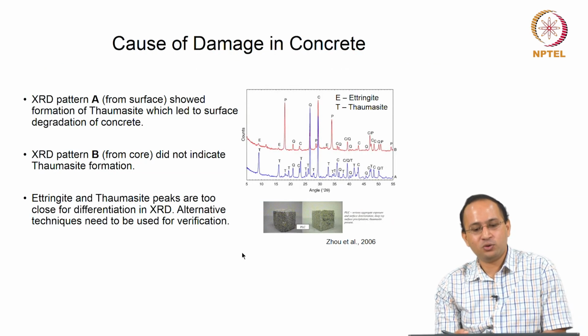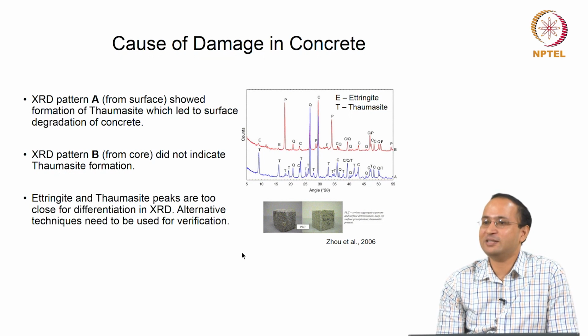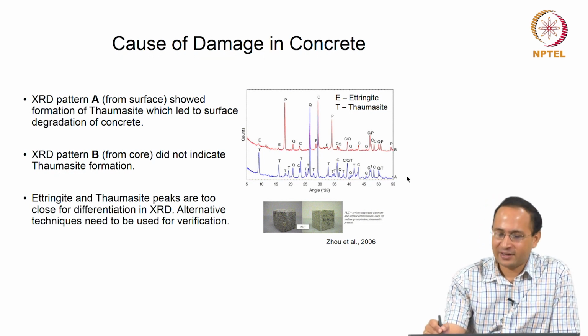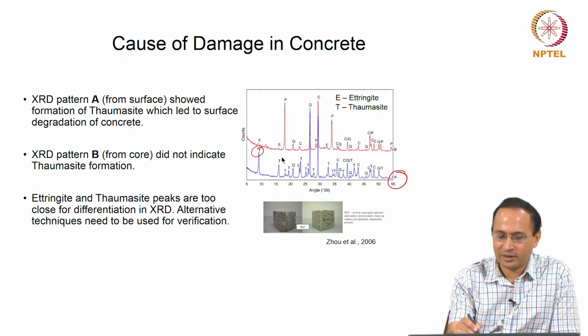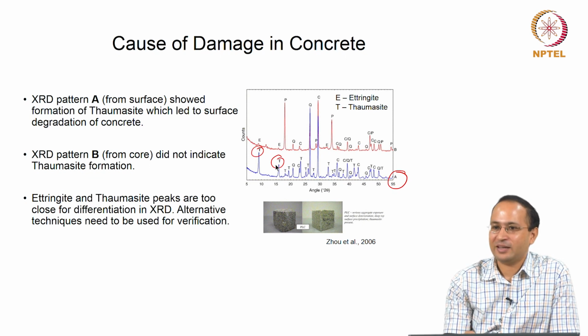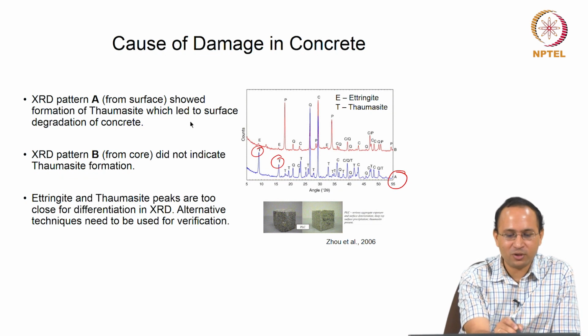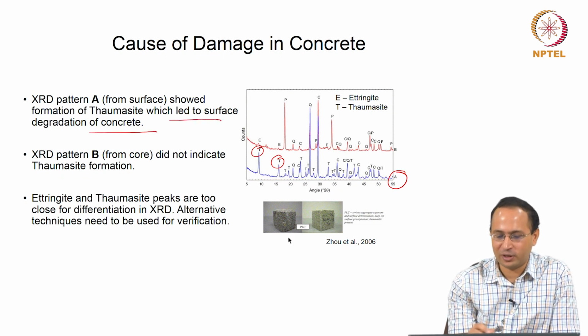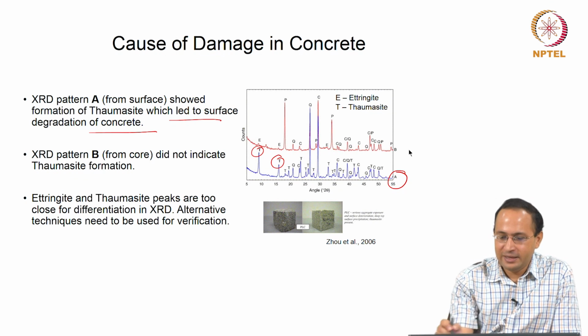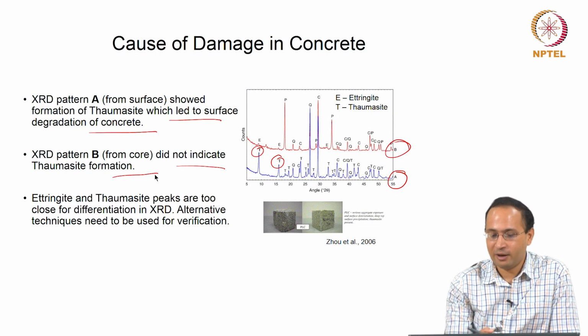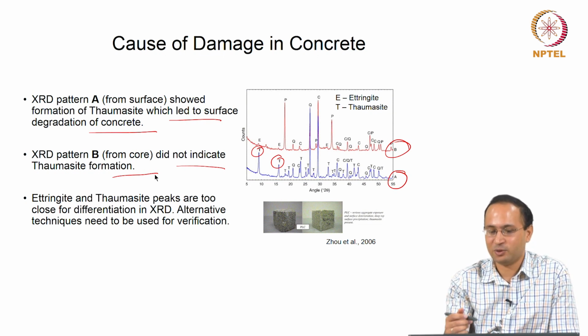It can also be used to examine damage in concrete. Here is an example of thaumasite attack. In the X-ray diffraction pattern A, you see the presence of thaumasite, marked T, which is a kind of attack. XRD pattern A showed formation of thaumasite, which led to surface degradation of concrete. B, on the other hand, did not have thaumasite; it had ettringite, so it did not have that much damage. This was a case study.